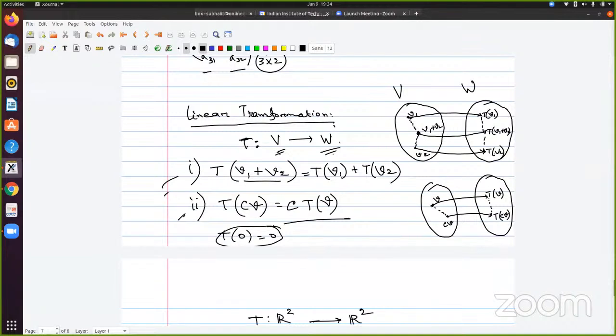So, when you have to check whether some mapping is a linear transformation or not, the first thing that should strike your head is whether 0 is going to 0 or not. If at the beginning you can see that 0 is not going to 0, then you don't have to check anything else. You can directly say this is not a linear transformation. If 0 is going to 0, then the rest you have to check.